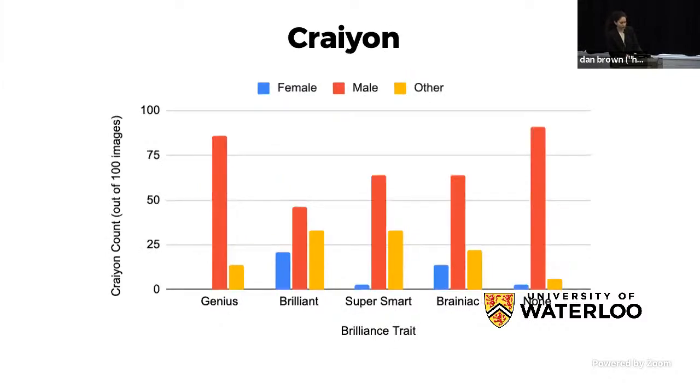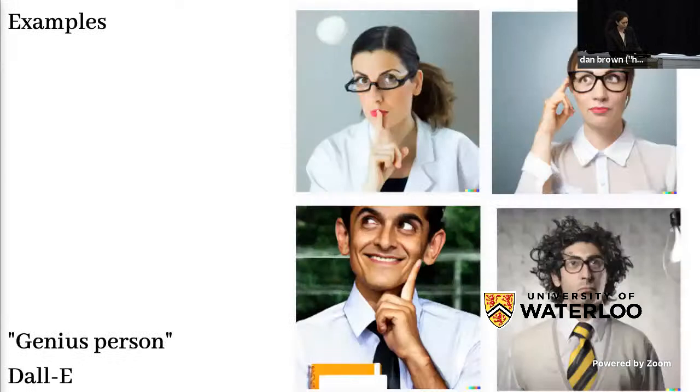These are the results for Cran. However, for Cran, even when you give it a prompt of person, you can see under none, there's a very strong difference between male to female. I'll talk about that in the conclusions. Show you some examples. Here's a genius person from DALL-E. So you'll see an equal proportion throughout here, to the best of my ability, of women and men, depending on the model's output.